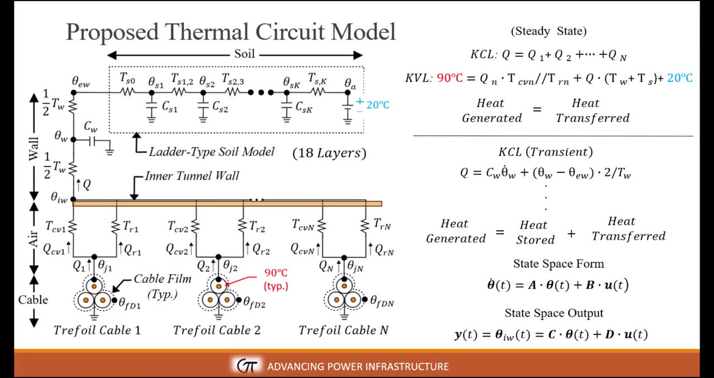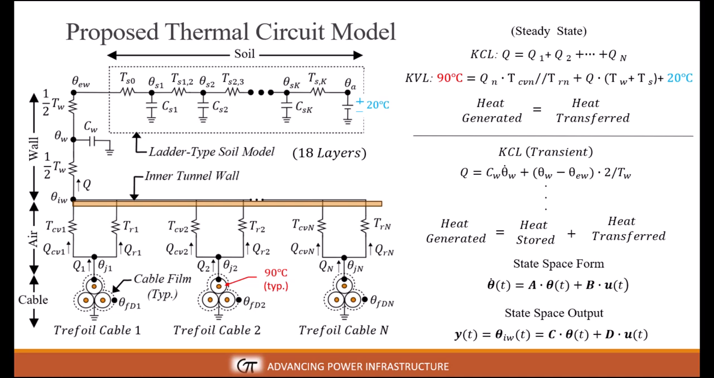KCL and KVL from electrical engineering were applied to solve ampacity in this complex thermal system. In this algorithm, the conductor temperature is fixed at the temperature limit, which in this case was 90 degrees Celsius, and the ambient temperature was fixed, in this case 20 degrees Celsius. And the Gauss-Seidel numerical method was applied to solve all temperatures within the system iteratively until convergence was reached.